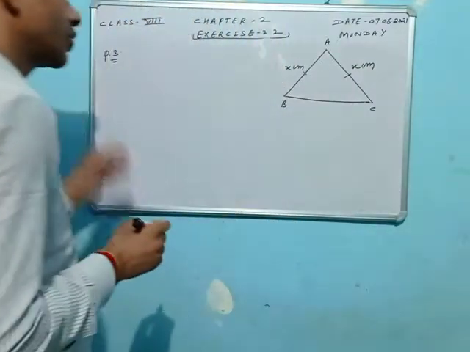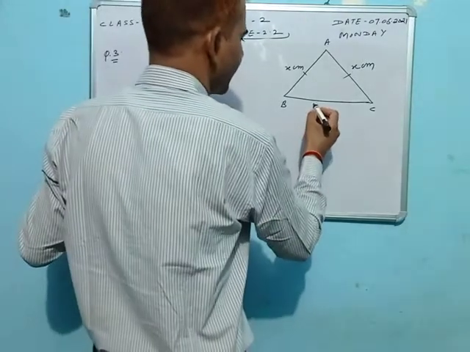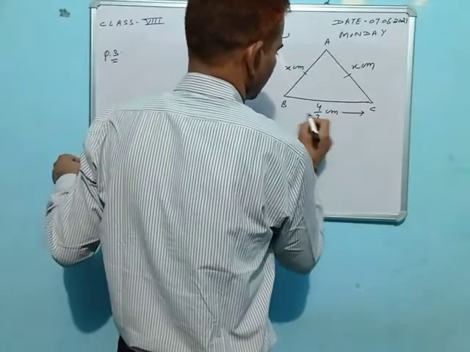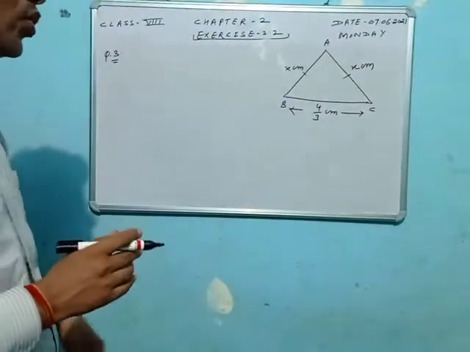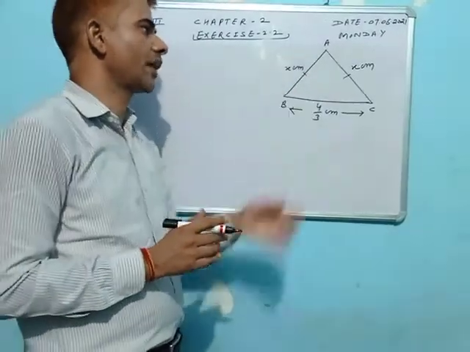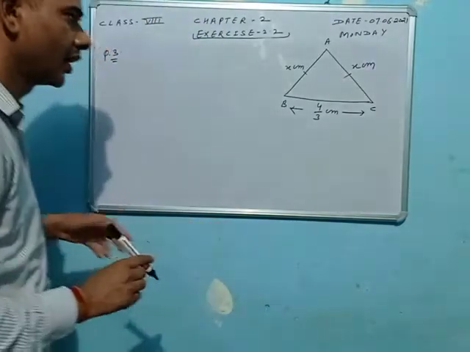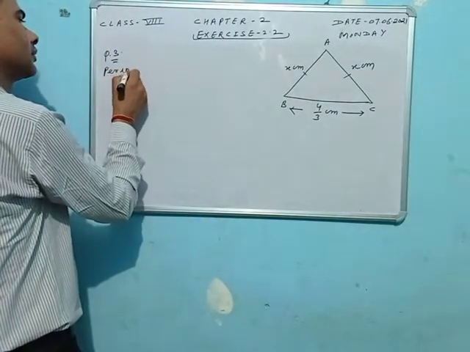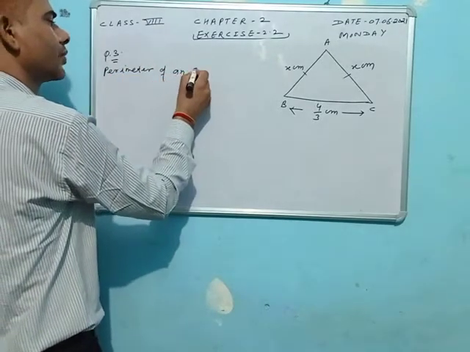Now students, the base of the isosceles triangle is 4 upon 3 centimeters, as given. Now students, we have to find the perimeter of the isosceles triangle. The perimeter of an isosceles triangle is the sum of all three sides.